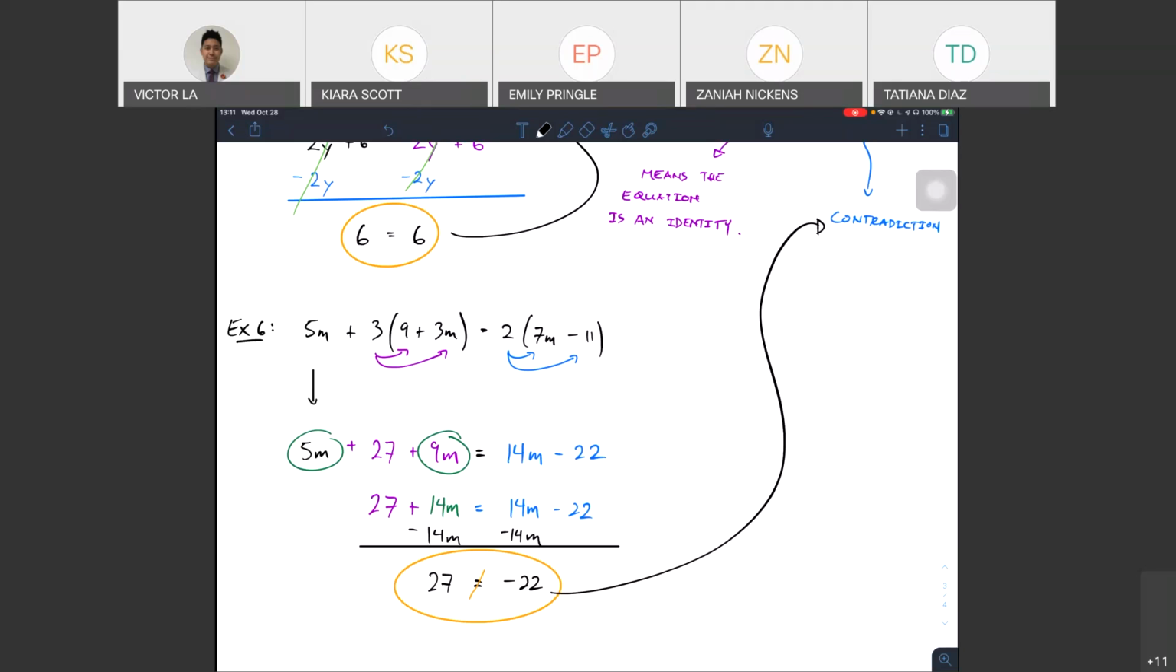So I'll say that again, because it's a little bit harder to understand this time around. You got an equation in front of you. You simplify it. And what happens is that the result is a contradiction, or it's false, a false statement, because 27 does not equal -22. And that means no matter what number you pick to plug into m, or the variable in this case, it will never give you a balanced equation where the left side is equal to the right side.